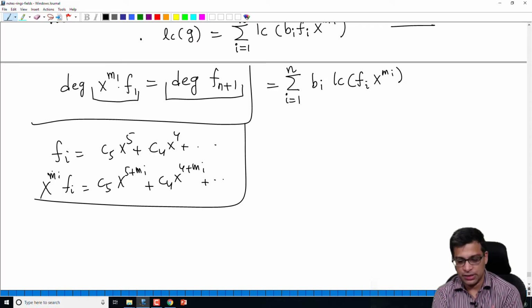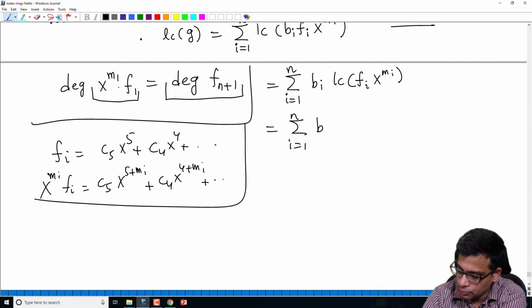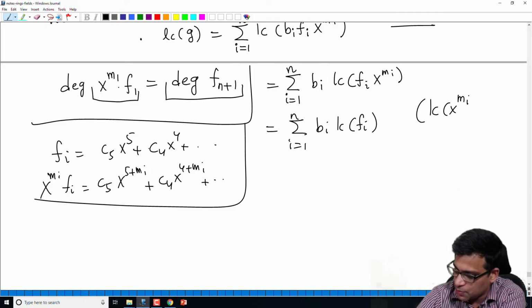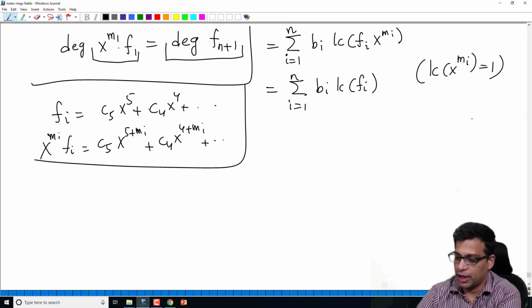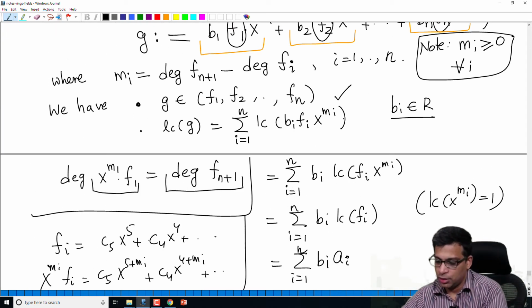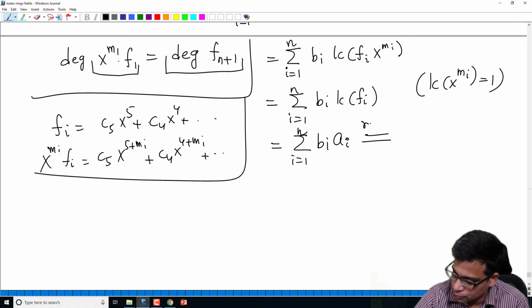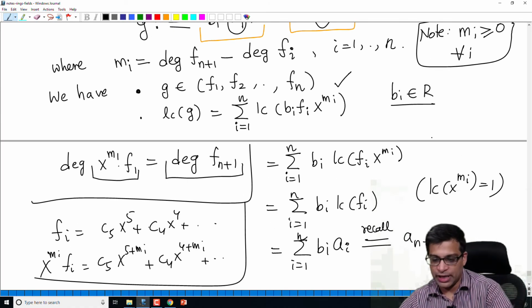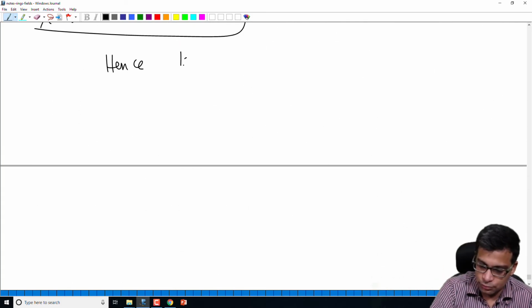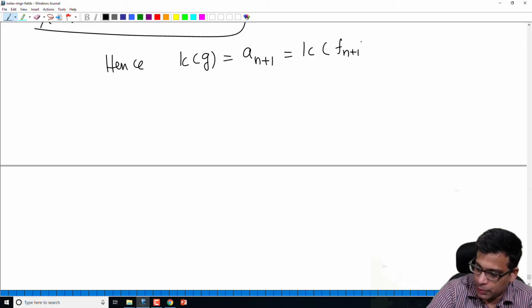In general, when you multiply two polynomials, leading coefficients get multiplied also. Here the leading coefficient of Fi times x power mi is just the leading coefficient of Fi times the leading coefficient of x power mi, but the leading coefficient of x power mi is 1, so I can omit this. So Bi times the leading coefficient of Fi. But what is the leading coefficient of Fi? The leading coefficient of Fi is by definition ai. So I have summation Bi ai. But remember, what is summation Bi ai? It is actually a(n+1). So this is from before, this is actually a(n+1). So all this calculation proves that the leading coefficient of G is a(n+1), which remember is also the leading coefficient of f(n+1).